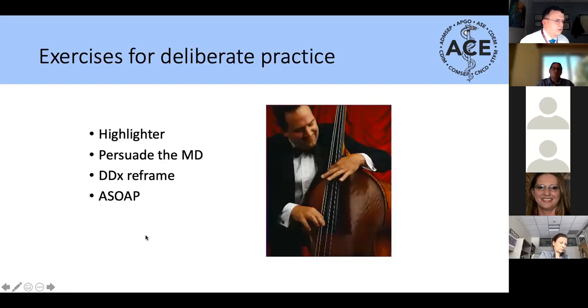And then just a few little exercises. If you think about musicians, they don't practice an entire piece of music over and over again, all the way through from front to end. But they break it down and do one measure at a time. And there are little things that you can do in the clinical reasoning process that break down the process and give some practice. So I'll go through a few of these just for fun. They are easy to do in short amounts of time.